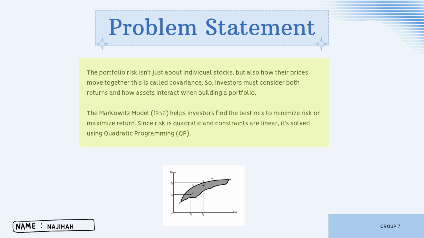So, when building a portfolio, investors must take into account both the expected return and how the assets interact with each other. To solve this kind of problem, we can use the Markowitz model introduced in 1952. This model helps investors find the best mix of assets that either minimize risk or maximize return depending on the objective. Since portfolio risk or variance is a quadratic calculation, and constraints like budget and return are linear, this type of problem can be effectively solved using quadratic programming technique.